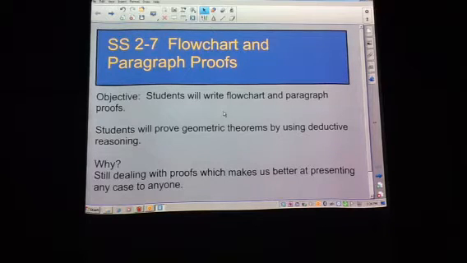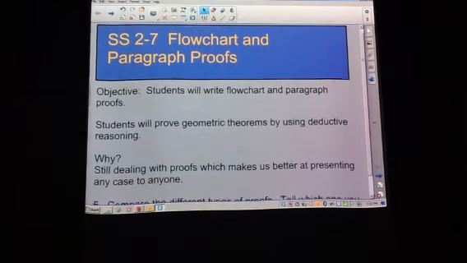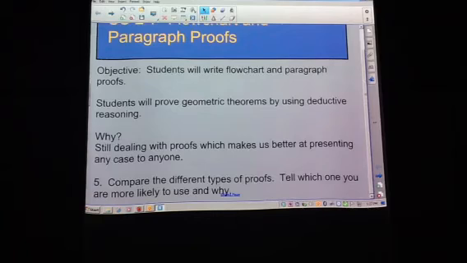This will be section 2.7, part A, or part 1, which is over flowcharts and paragraph proofs. So what we're going to be doing is going back and forth between two-column and flowchart, and the same thing with paragraph proofs on this one. So we're still dealing with proofs. The concept's exactly the same. I don't think you have to actually make up a proof on this one. You're going to be given one style of proof and have to turn it into a different style of proof. And they're always going to refer it back to a two-column proof.